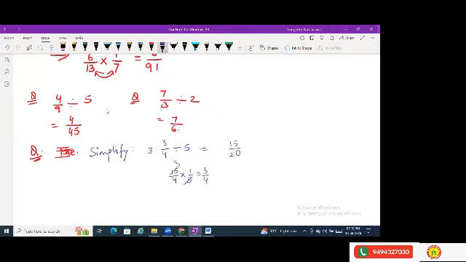Okay. So who gave me this answer? Beta, this can be reduced further. You can just cancel with 5. 5 threes are 15, 5 fours are 20. So your answer is also correct. Okay.